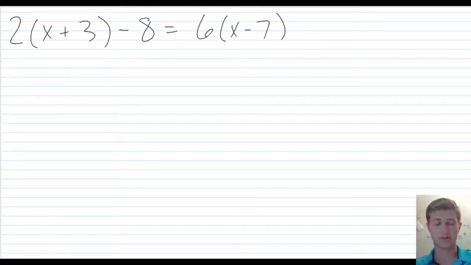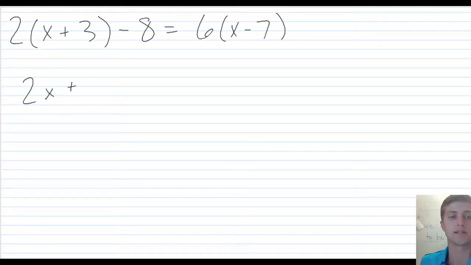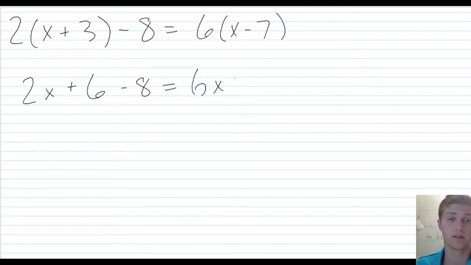Next is exponents, no exponents. Multiplication, division, yes. Distribution is a form of multiplication. So we will distribute this 2 through, and we will distribute this 6 through. So starting with the 2, 2 times x is 2x, 2 times 3 is 6, and then we didn't touch our 8. And then we've got 6 times x is 6x, 6 times negative 7 gives us negative 42.